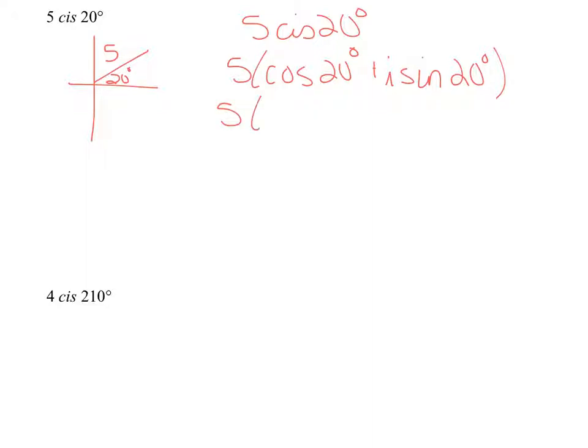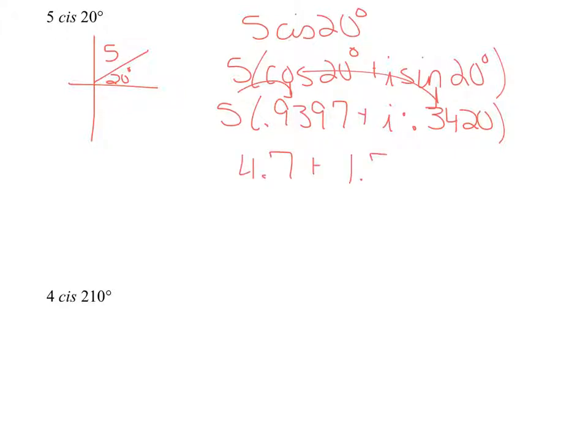The cosine of 20 degrees is about 0.9397 plus I times the sine of 20 degrees, which is approximately 0.3420, okay? Then you're going to distribute this 5, and you're going to get 4.7 plus 1.7i. Check my calculations, make sure I didn't mess anything up. But I did 5 times 0.9397, I got 4.7. I did 5 times 0.3420, and then the I sort of tags along.